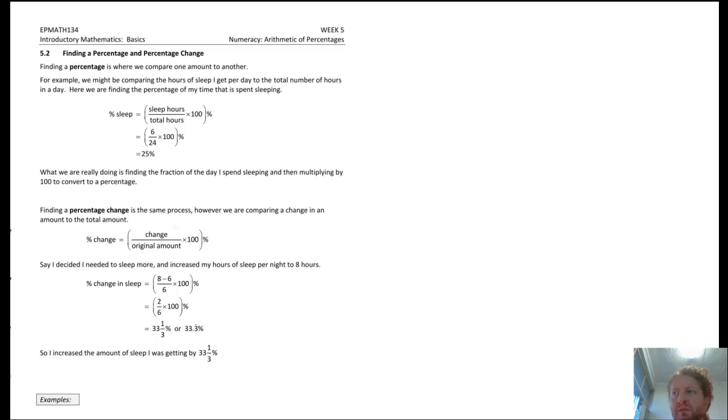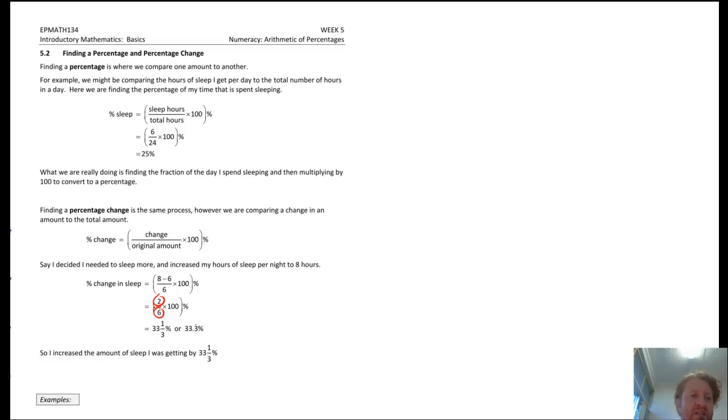The change here is I'm going from 6 to 8. The change is 2 hours divided by what was the original. Well, the original was 6. So I don't put 2 over the 8. I don't put the change over the new amount of sleep. It's always over the old amount of sleep. Unless there are some times they might request it. We're not going to. Convention is changes over the original. So I've got 2 on 6, which is a third.